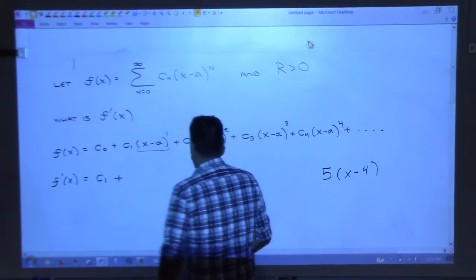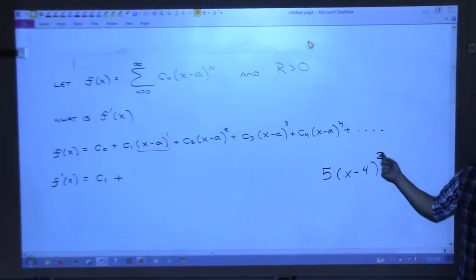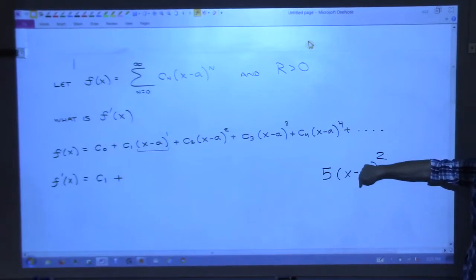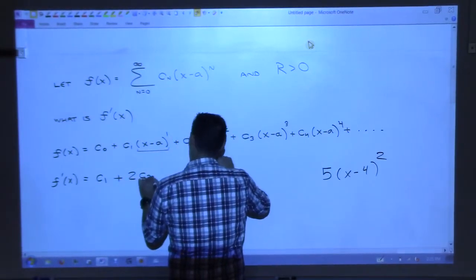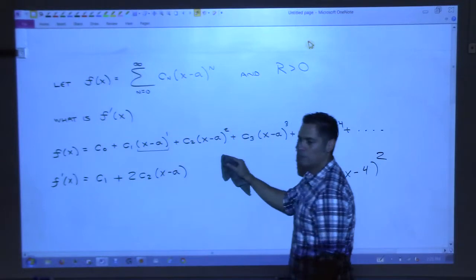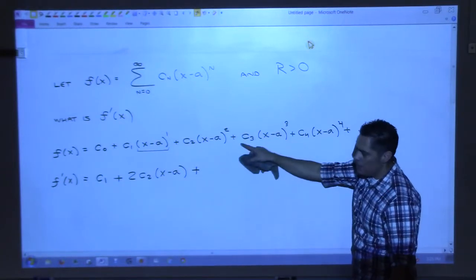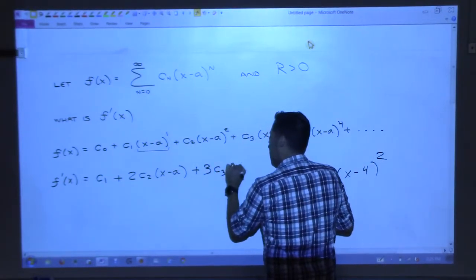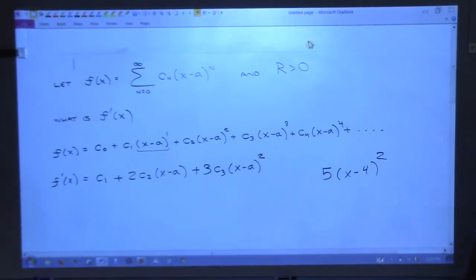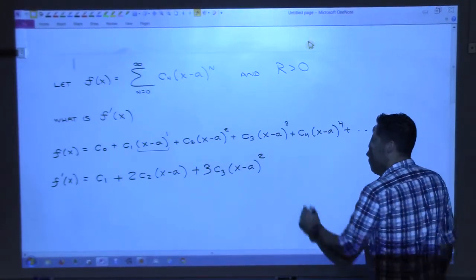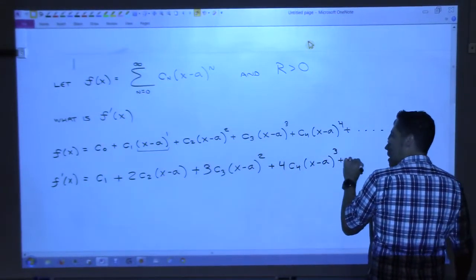Plus, now be careful on this next one. How would this change if that was squared instead? 2 comes out, right? 2 comes out, then this to the first power, then the derivative of what's inside, which is still 1. So this next piece should be 2 c sub 2 x minus a to the first power. Plus, next one. 3 c sub 3 x minus a to the second power. There's a pattern here, right? You see it? Next one. 4 c sub 4 x minus a cubed plus dot dot dot.